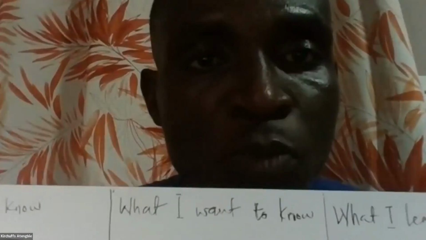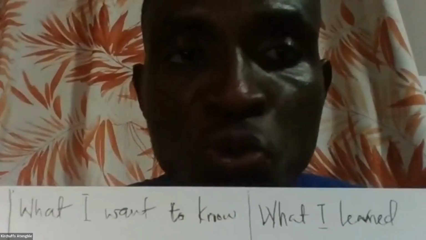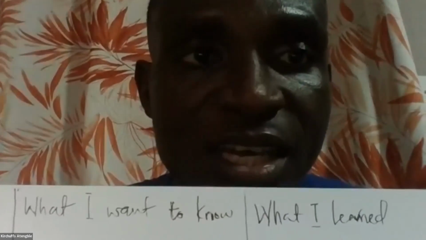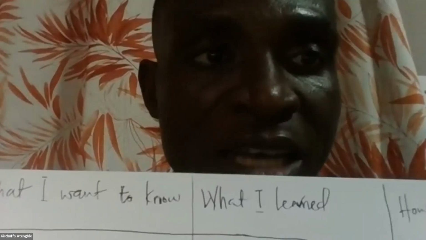Then in the second column, you would write what I want to know. So you're basically guiding the learner to explore their own imagination about the topic. So what I know, and then what I want to know. You would complete the first 2 columns at the start of the session, and then the last 2 columns will be completed at the end of the session. But we will still put the headings for the columns there.